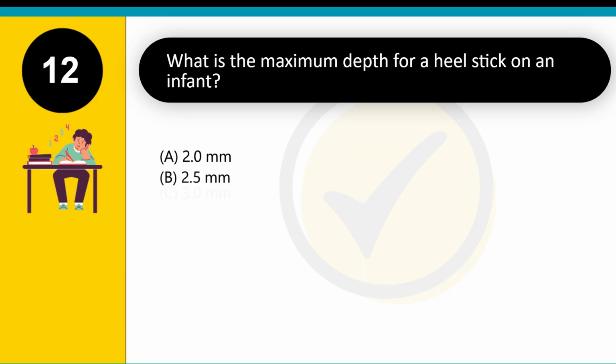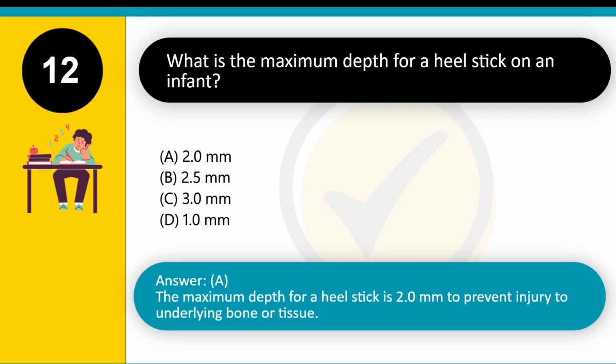What is the maximum depth for a heel stick on an infant? A. 2.0 mm. B. 2.5 mm. C. 3.0 millimeters. D. 1 millimeter. Answer A. The maximum depth for a heel stick is 2.0 millimeters to prevent injury to underlying bone or tissue.